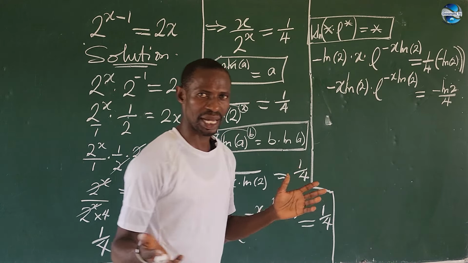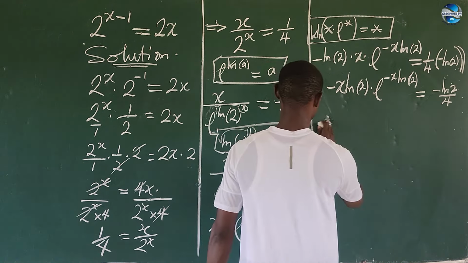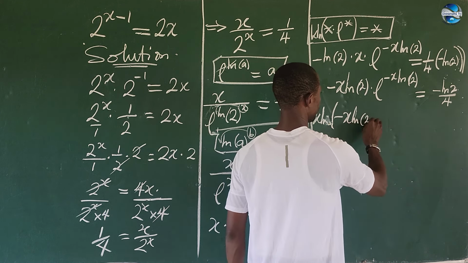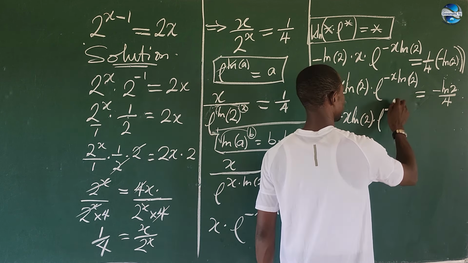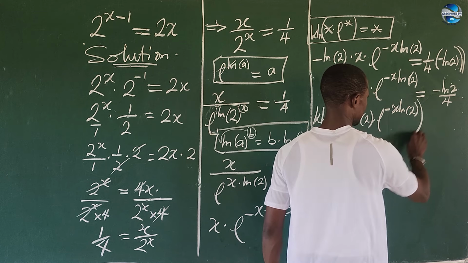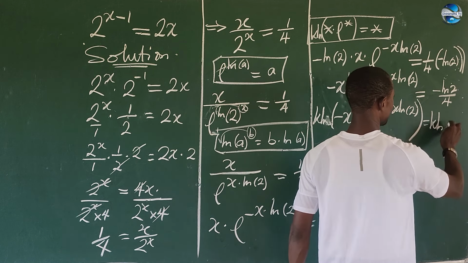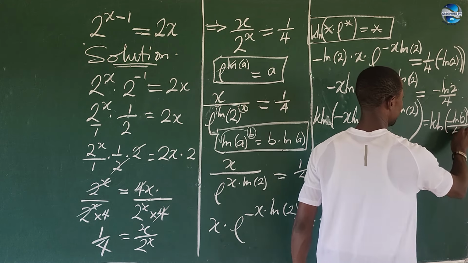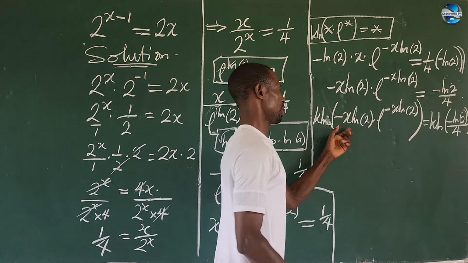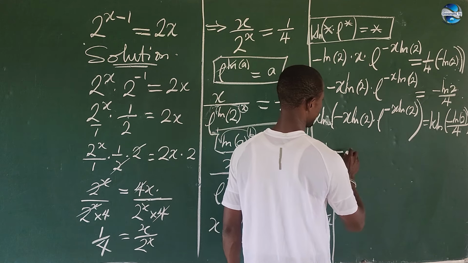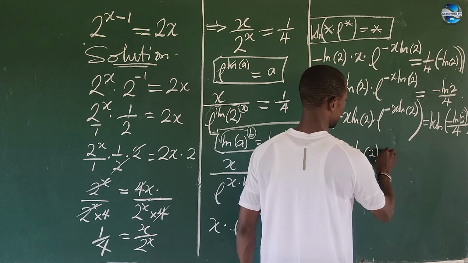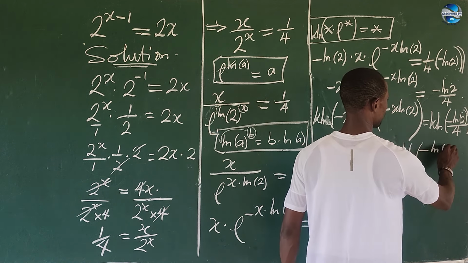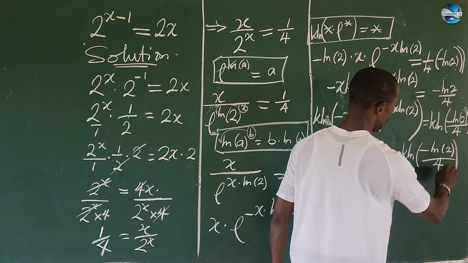We can go ahead to take the Lambert W function, then it's going to give us here the W of this term here, minus x ln of 2 times e to the power of minus x ln of 2, close bracket, equals the W of minus ln of 2 all over 4. So this now implies minus x ln of 2, close bracket, equal to the W function of minus ln of 2, bracket, all over 4.